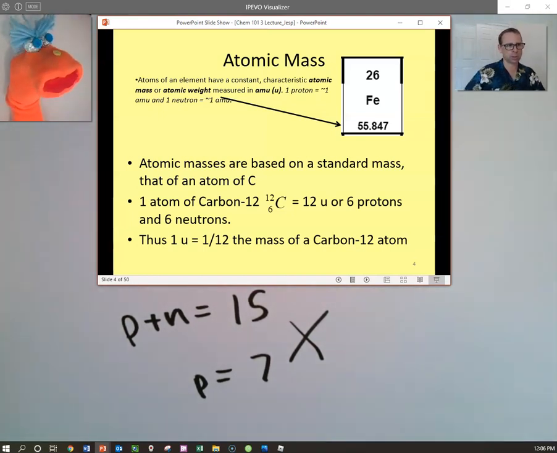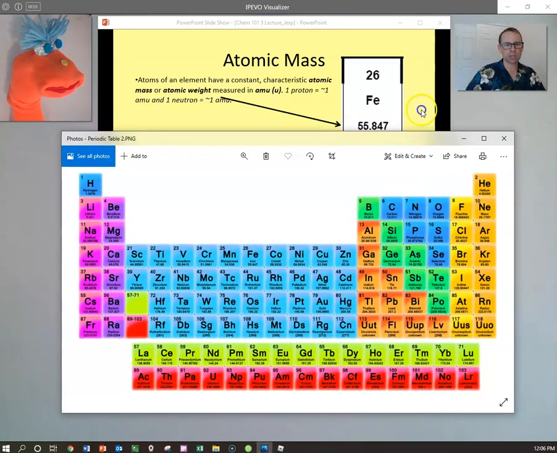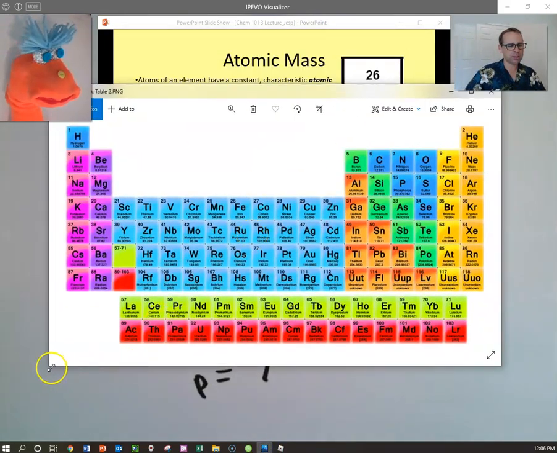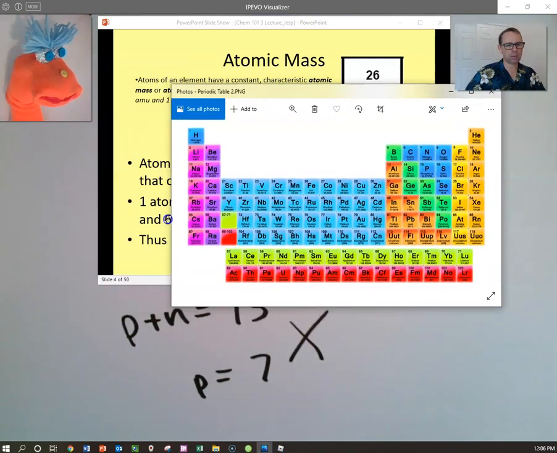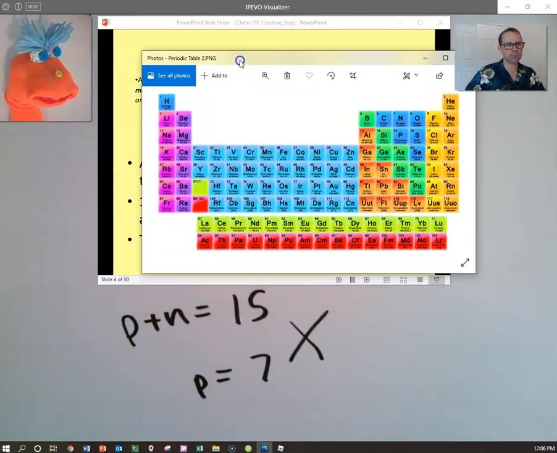I could if I had the periodic table by me. I don't have it right now. Oh yeah, okay. So if we look at our periodic table, what are we looking for? Just looking for which one has 7 protons. It's nitrogen. Nitrogen has 7 protons. There's a 7 down there. So that's nitrogen.